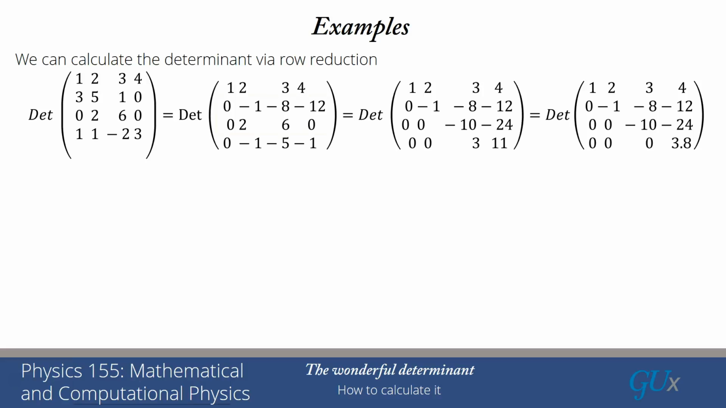Now we look at the third row. You see I've got a 2 there. And if I look up into the second row, there's a minus 1. So I have to multiply the second row by 2 and add it to the third row. So I'm going to get 2 minus 2, which gives me 0. I'm going to get 6 minus 16, which gives me minus 10. And I'm going to get 0 minus 24, which is going to give me minus 24.